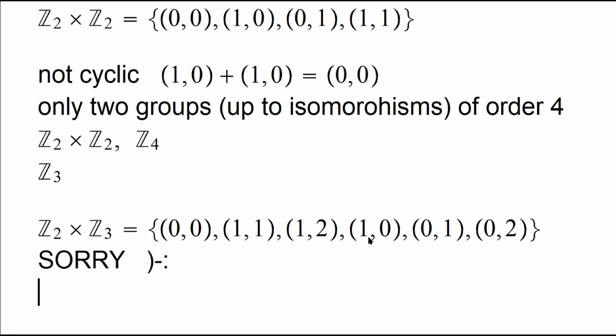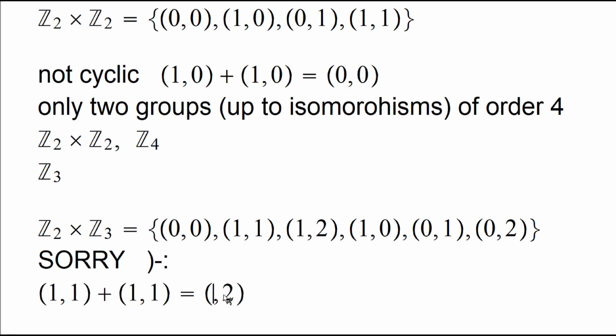We didn't even write it in order, but I hope I wrote it correctly, right? Now let's see in Z2 cross Z3, do we have any element of order 2 or 3 or 6, or what the orders of all these elements are? So 0 0, we already know the order, right? Yeah, its order is 1. And then when we go to 1 1, notice the order here is 2 and the order here is 3, right? So we will expect the order of this element to be the lowest common multiple of 2 and 3, that is 6.